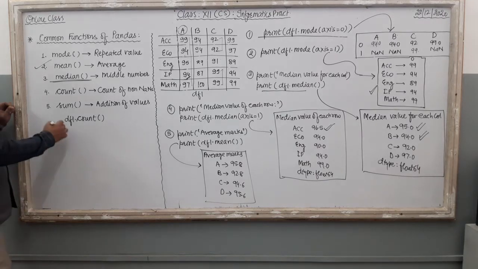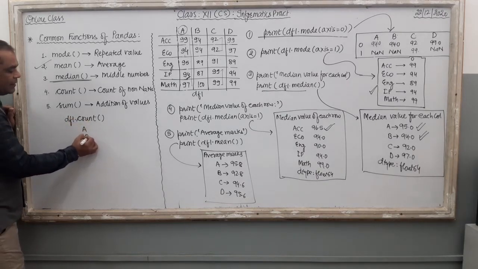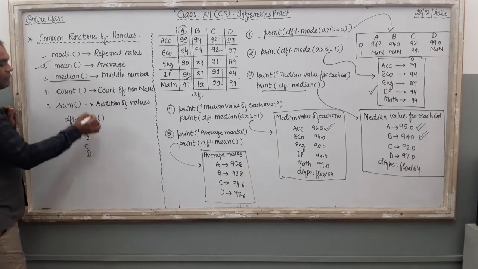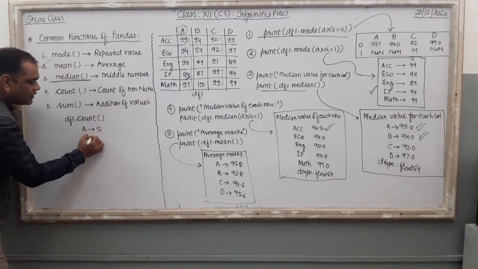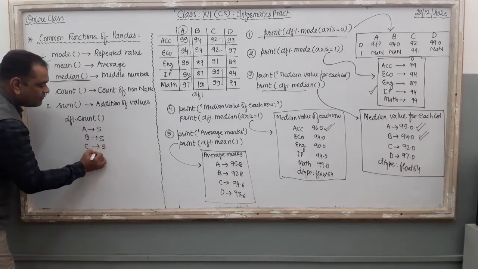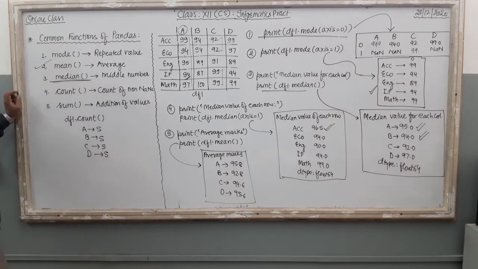Row. So here, df1.count means what? A, B, C, D. How many values are there in this A? 1, 2, 3, 4, 5. So here the result is 5, B again 5, C again 5, D again 5. This is the result of counting.